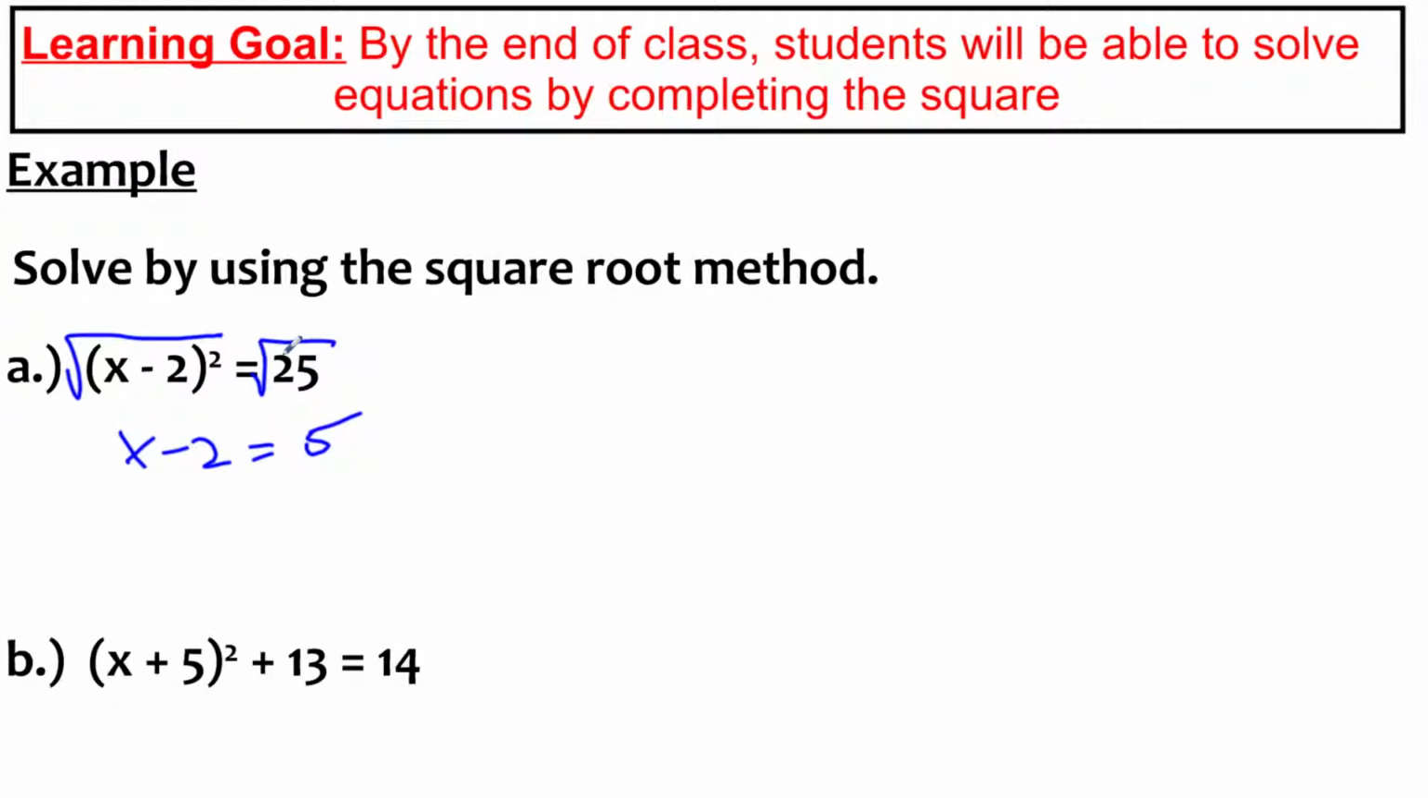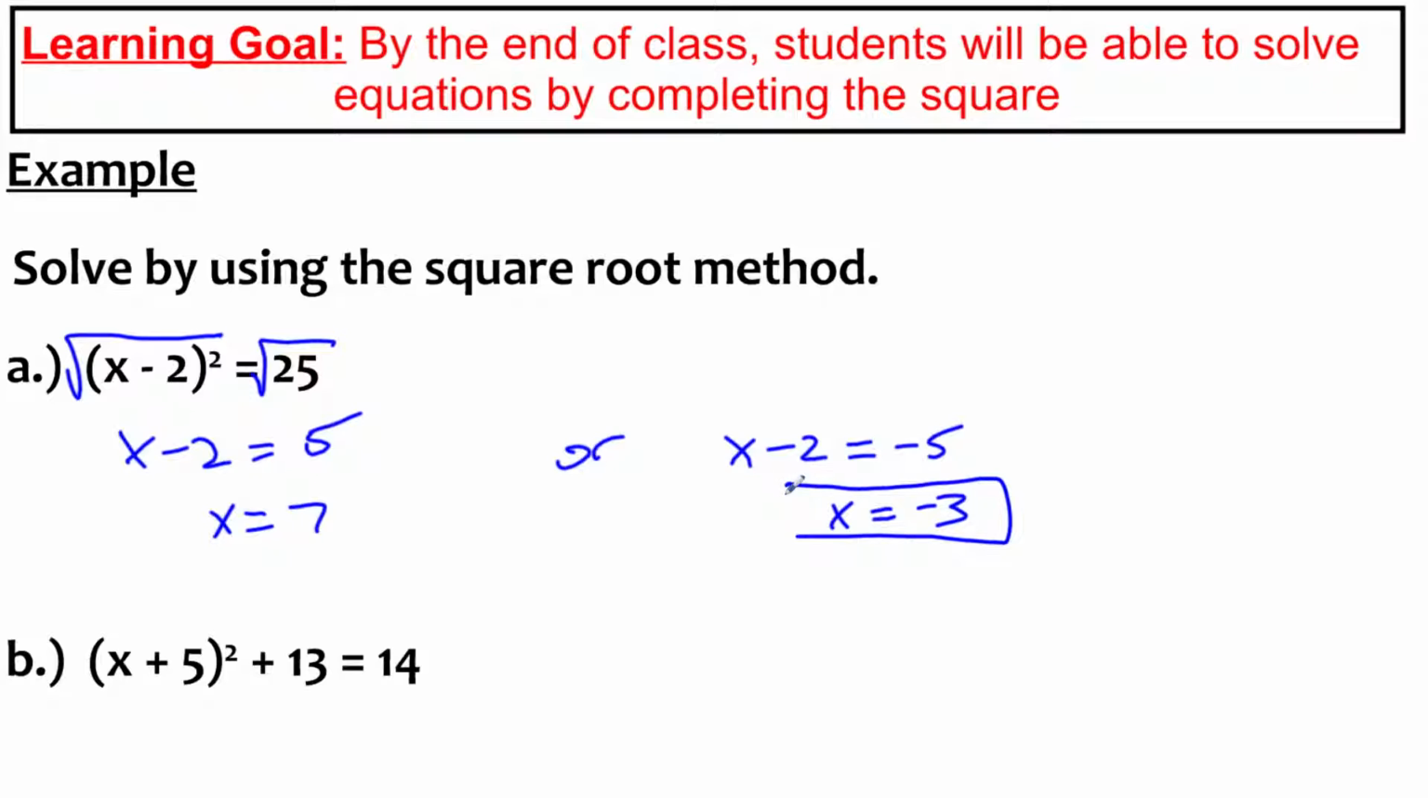We got to remember that the square root of 25 has two answers. So x minus 2 could be 5, or the leftover under the squared could also be negative 5. Okay? So I'm going to get my two answers. When I add 2 here, I get 7. And when I add 2 here, I get negative 3. So I got two answers.